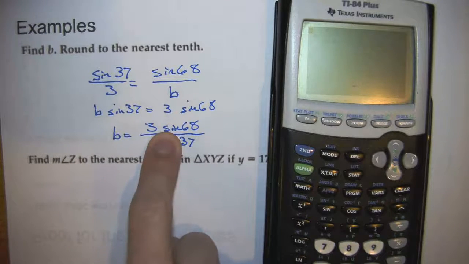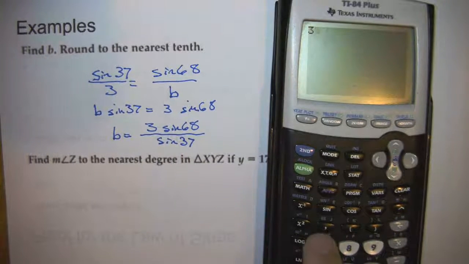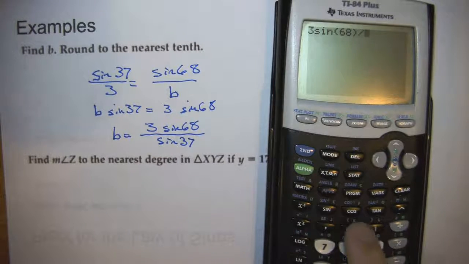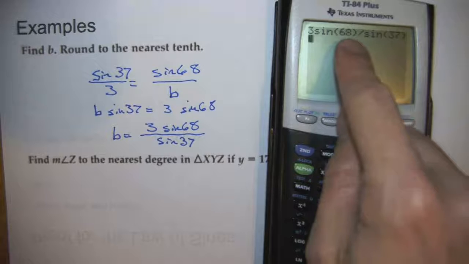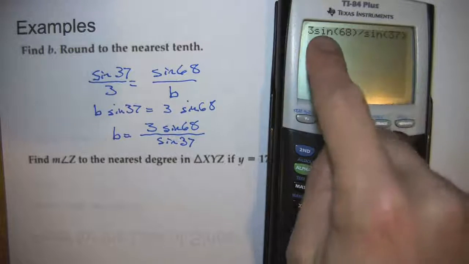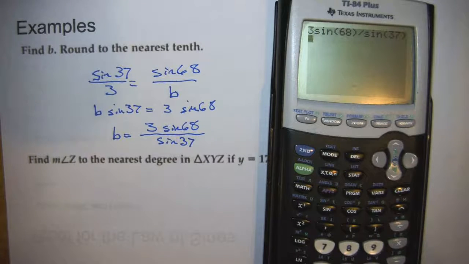So when you type this in, here's what I would do. I would do 3 sine of 68. Again, close those parentheses, get in the habit of that. In this case, we can go immediately into divide sine 37. So sine of 37, again, get in that habit of closing the parentheses. Notice here, if we didn't close that parenthesis, we would be doing 68 divided by sine of 37 within that sine situation. We don't want to do that.